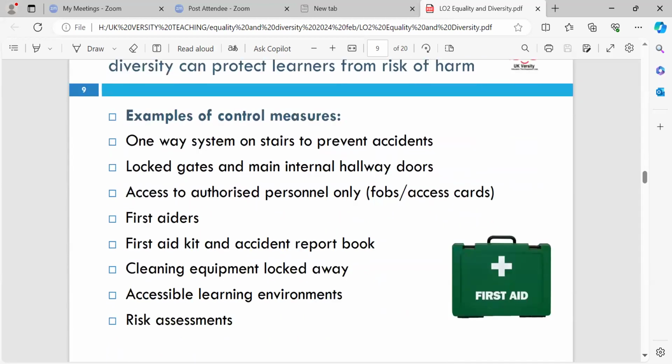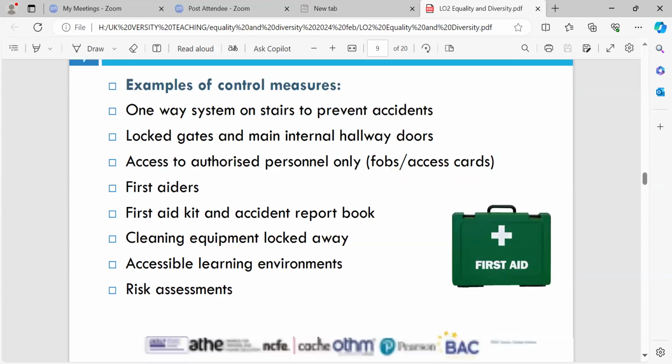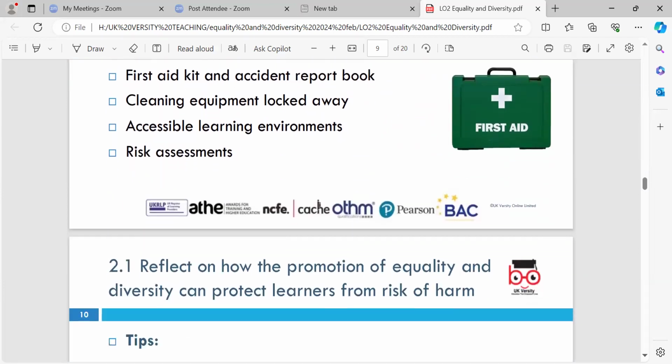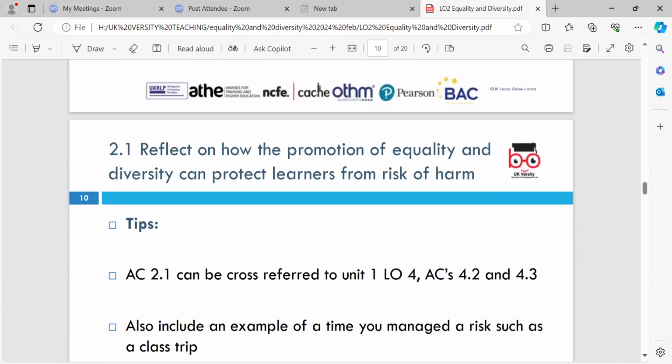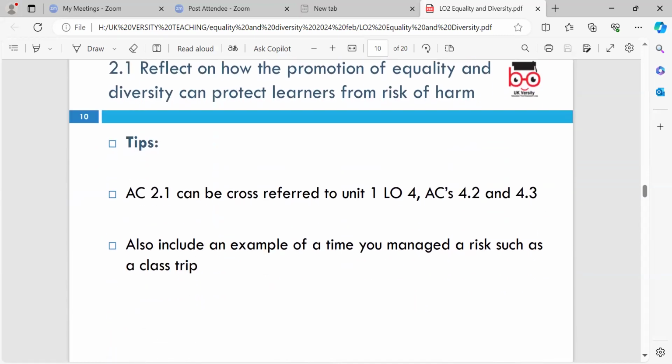So examples of control issues: a one-way system on stairs to prevent any sort of accident, locked gates and main and internal hallway doors, access to authorised personnel only, so you've got fobs or access cards, first aiders, a first aid kit and accident report book, which must be in every educational establishment, cleaning equipment locked away, accessible learning environments, and risk assessment, especially if you're working with children from different backgrounds, but also with children with a disability. Okay, so you need to protect them.